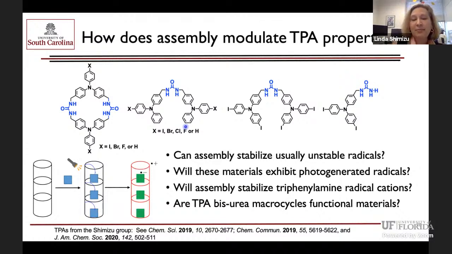So we have a couple questions. Can assembly stabilize these usually unstable radicals? Will these materials give photogenerating radicals? And are these useful functional materials? So at the end, we're going to be looking at using light to do that electron transfer from the framework of the TPA to an electron accepting guest to see if we can make charge separated materials.